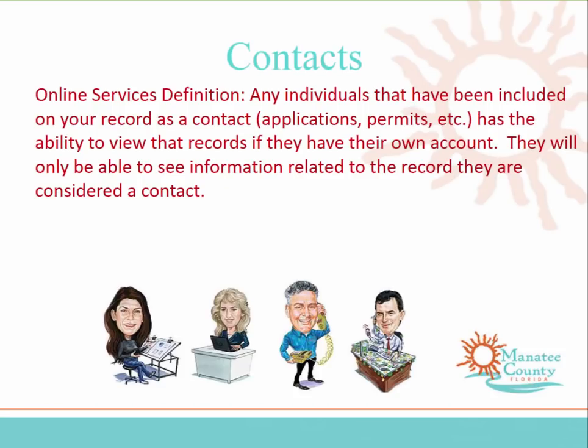When submitting an application, many times you have other individuals on there that are considered contacts. That may be an agent, it may be an architect, engineer, it may be a licensed professional. So we call those contacts, and contacts do have access to see the information on the record that they have been assigned, if they in fact have accounts themselves.